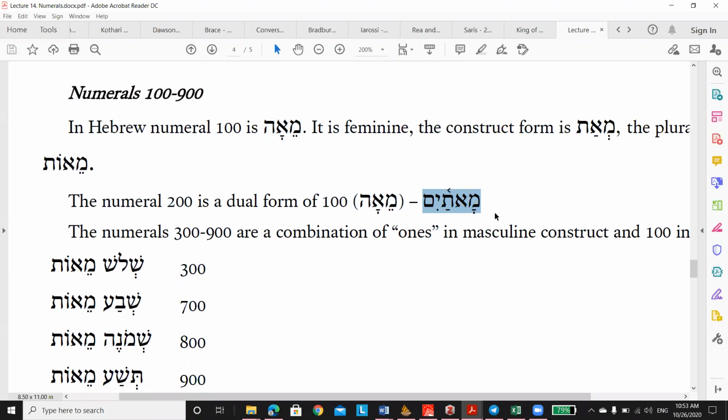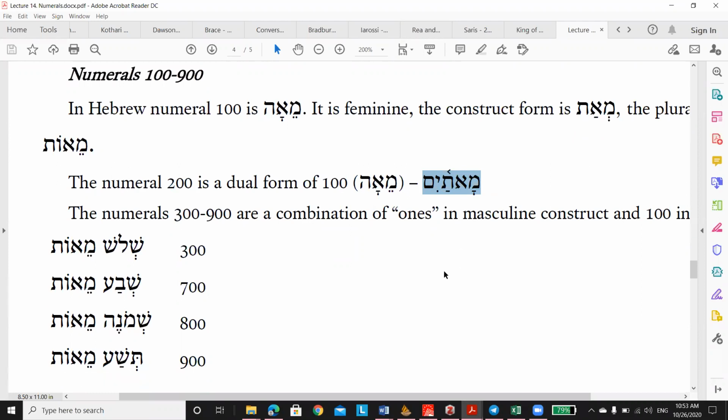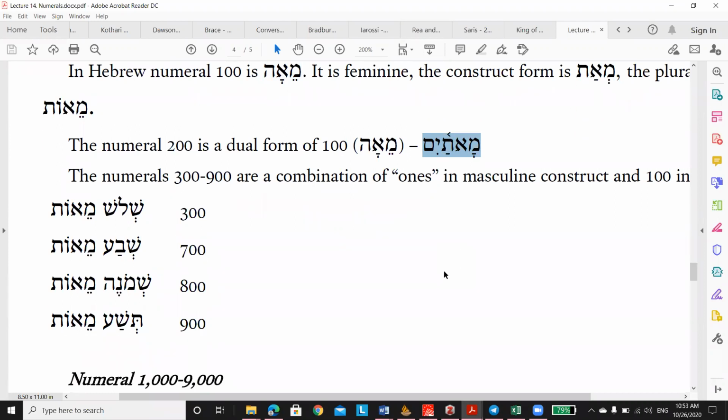So 200 is ma'atayim. Everything else, if I want to make the number, I need to combine the ones with meot. Meot is in plural, but the ones should be in the opposite gender. Like shelosh meot, sheva meot. So shelosh is masculine, meot is feminine.